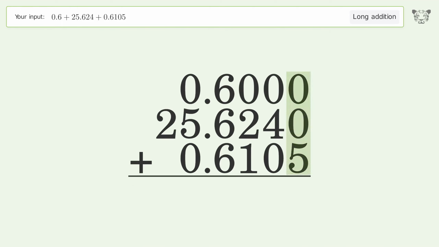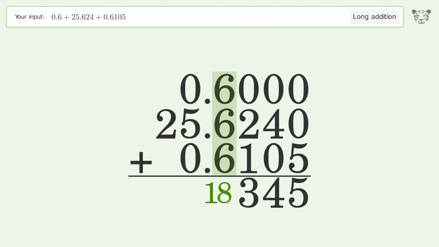0 plus 5 equals 5. 0 plus 4 plus 0 equals 4. 0 plus 2 plus 1 equals 3. 6 plus 6 plus 6 equals 18. Carry 1 to the ones place. 1 plus 0 plus 5 plus 0 equals 6. Write 2 in the tens place. And so the final result is 26.8345.